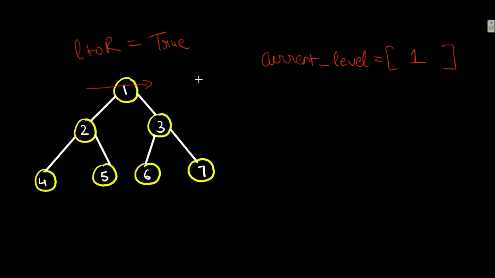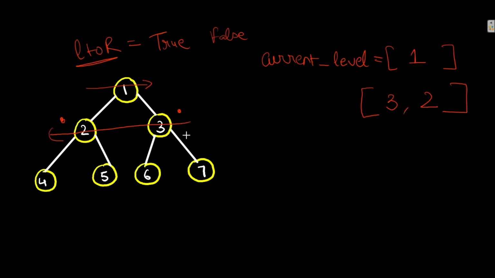Now for the next level, let's make left to right as false. So now we need to go from right to left, as our variable left to right is false. So in the current level, we will store the values in right to left manner. So first we will go to 2, we will add 2 to our current level. Then when we go to 3, we will not add 3 to the right of 2, but we will add 3 in front of 2. So this will give us a right to left manner.